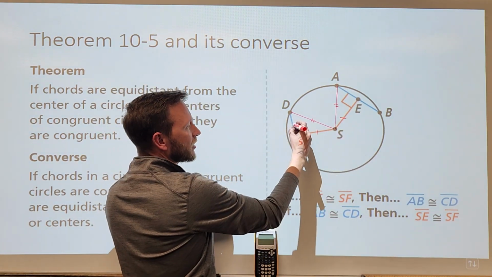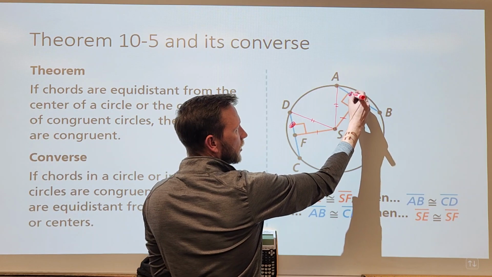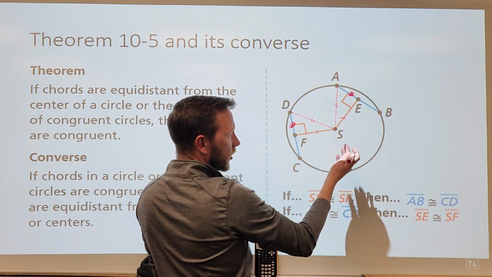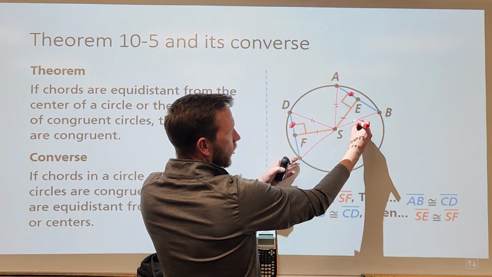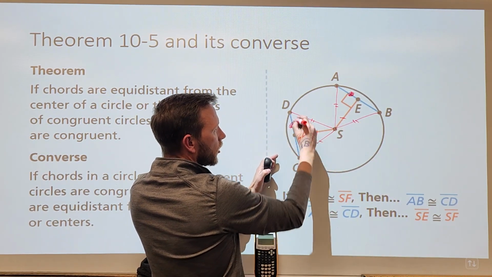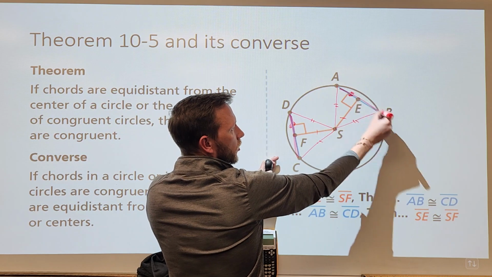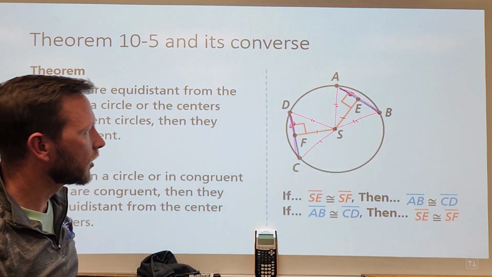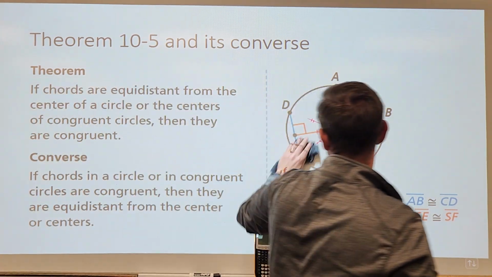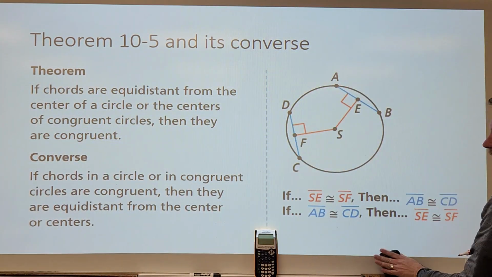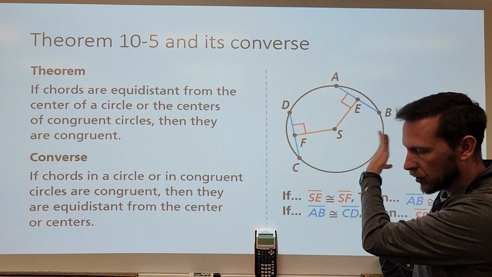And so that means that this piece here is congruent to this piece here. Furthermore, we can extend that out, then this triangle is going to be congruent to this triangle, to this triangle. All these triangles are congruent to each other, which means that this whole piece is congruent to this whole piece. All right? And so conversely, if we know that these chords are congruent to each other, then also they're going to be equidistant from the center.